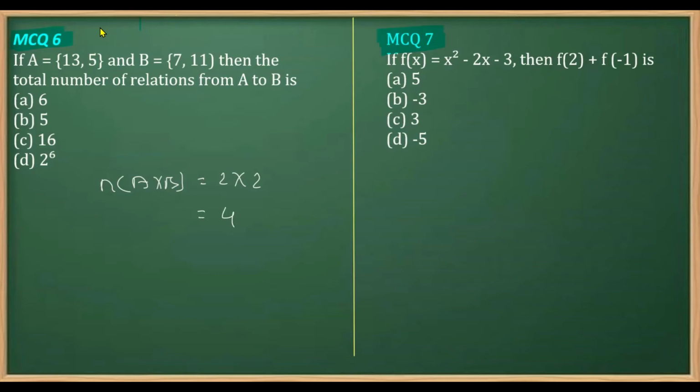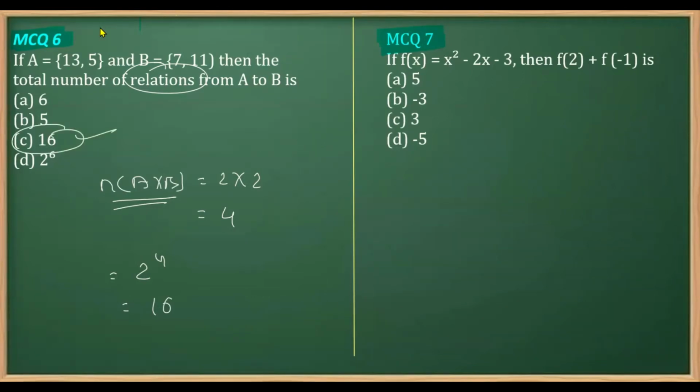So you'll find that the number of elements is how much? 4. But then we have to find out the number of relations, which, you know, is a subset of A cross B. So the required number will be 2 raised to the power m into n, that is 4 in this case. 2 raised to the power n of A cross B. So 2 raised to the power 4 is how much? It should give you 16. So I can see C is the correct option in this case.